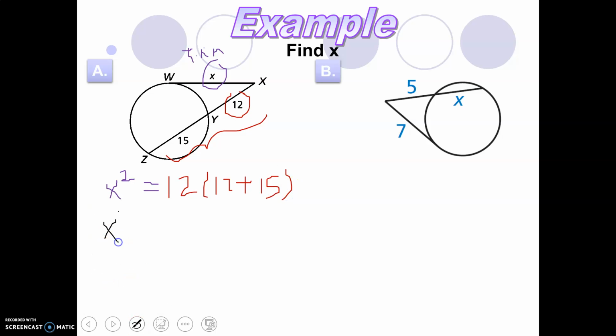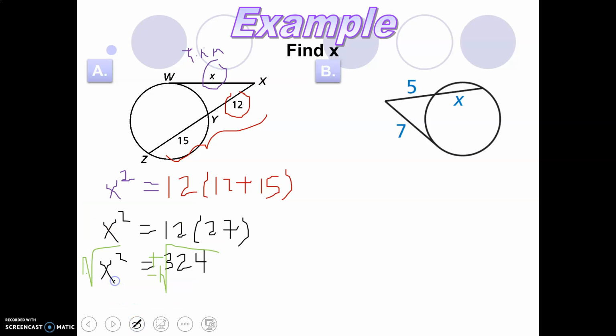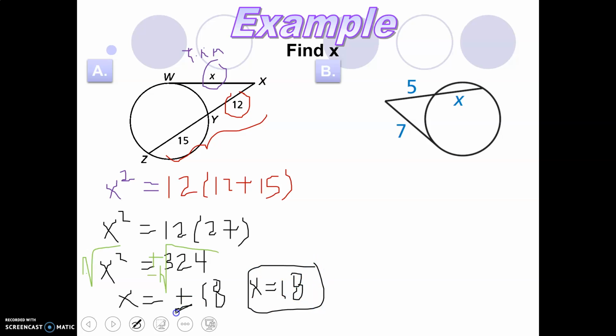That's going to give us x squared is equal to 12 times 27, which simplifies to x squared equal to 324. When I take the square root of each side, I put my plus minus. We're going to get an answer of x is equal to plus or minus 18. And remember, the negative solution doesn't apply in geometry, so we're only worried about the 18. Don't worry about that negative right there, positive 18.